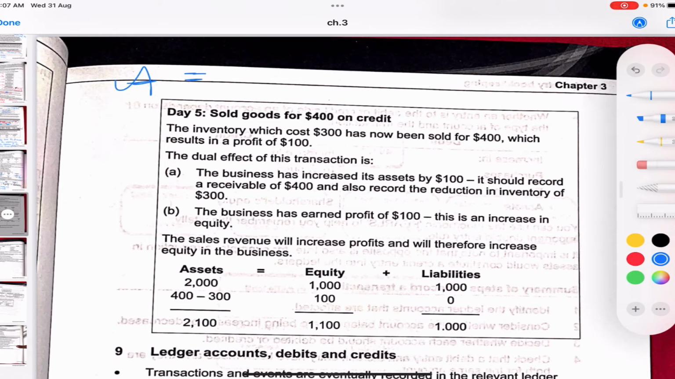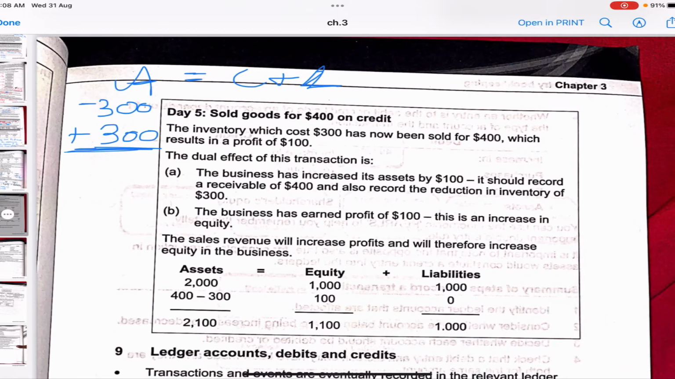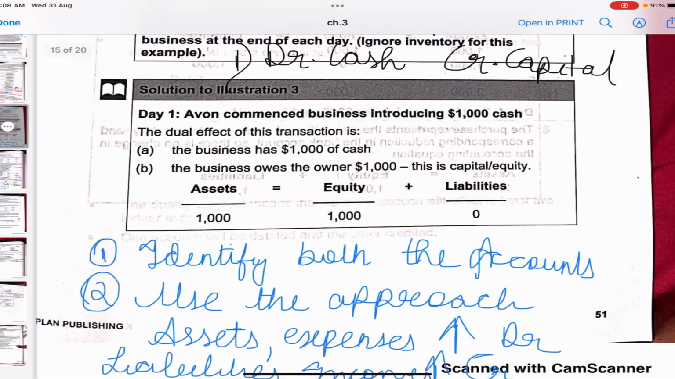So what happens when you buy purchases for $300 cash? Assets is equal to capital plus liabilities. So cash is reducing, minus how much was the cash? $300. So you minus $300 and purchases are coming in, so it becomes plus. This is the purchases. Purchases is nothing but stock. Stock comes into the assets, right? So that is the treatment of day 4. Now let's see what day 5 is.